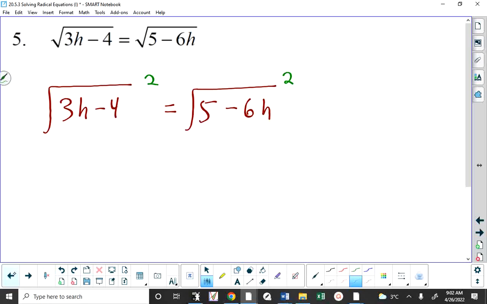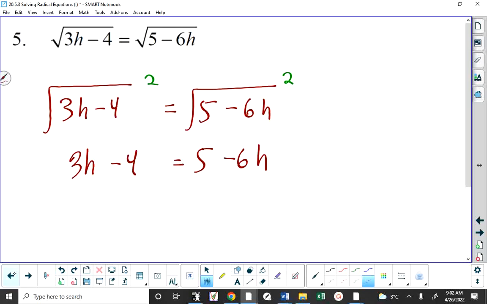If I square both sides of this equation, which is what we're allowed to do, this becomes 3h minus 4. This becomes 5 minus 6h. Well, that's a grade whatever equation. It's a junior high, maybe upper elementary school math problem.